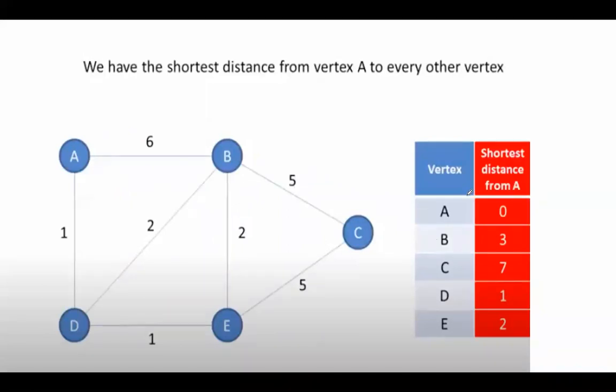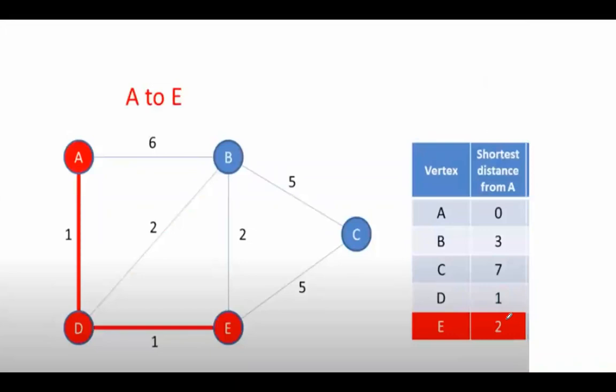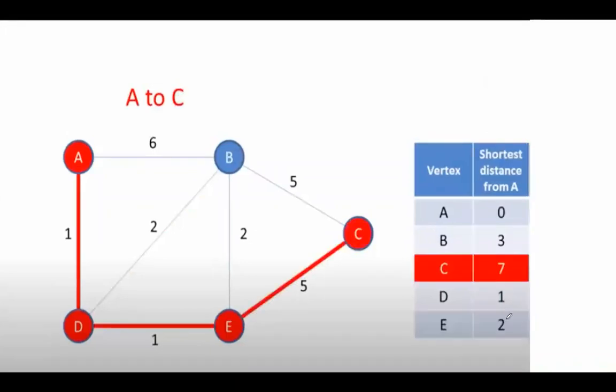See, from vertex, shortest distance from A to all other vertices. For B, it is 3. For C, it is 7. For D, it is 1. For E, it is 2. This is the path to B. This is the path to E. And this is the path to C. Is it clear? So this is the path we are going to take. Shortest path from one particular node to all other vertices.